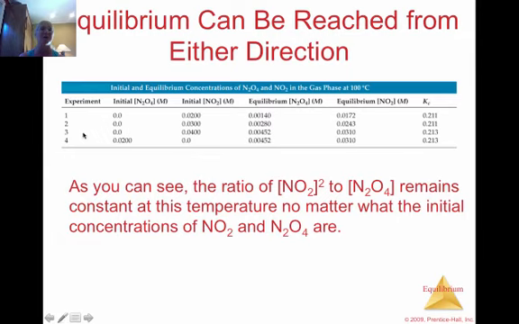Notice 3 and 4 are even more cool. You could start with no N2O4 and all NO2, or vice versa, you could start with all N2O4 and no NO2. It doesn't matter. Look what happened to the equilibrium concentrations. They stayed the same, and you get the same equilibrium constant. So the position of equilibrium, as long as you don't change the temperature, is going to be achieved no matter how much reactant or product you start with in that container. Notice that we always have to specify the temperature.